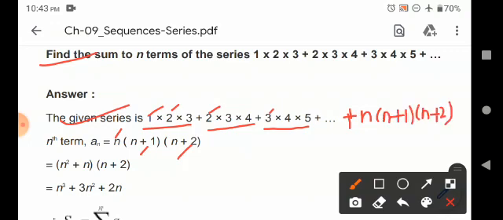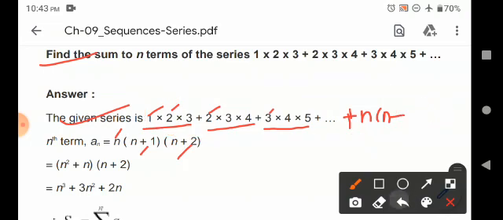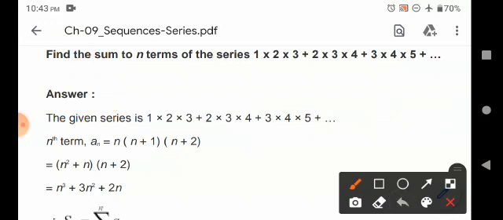We should find the sum of all these n terms of the given series. Now to find the sum, we will begin with the nth term of the given series that we just now found. That is an is equal to n into n plus 1 into n plus 2. Now let me expand this. n into n plus 1 becomes n square plus n, which we multiply by n plus 2. That gives n cube plus 3n square plus 2n.